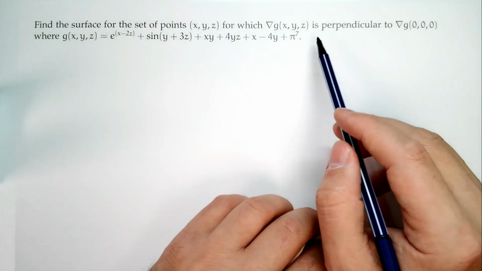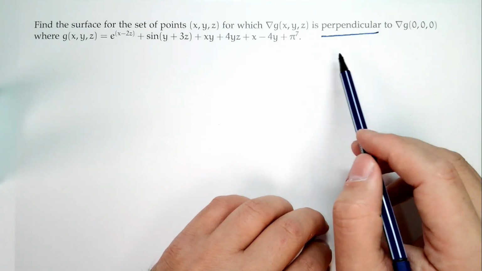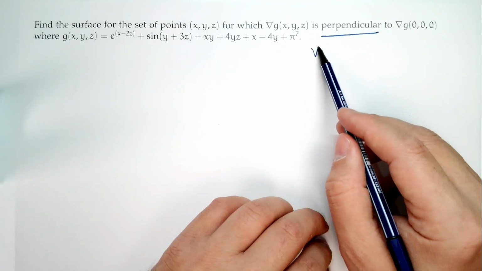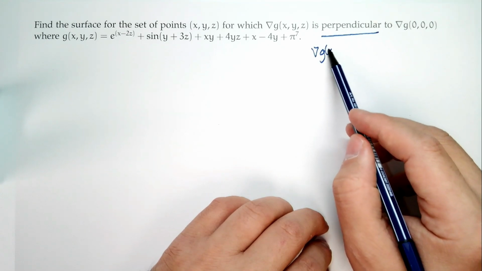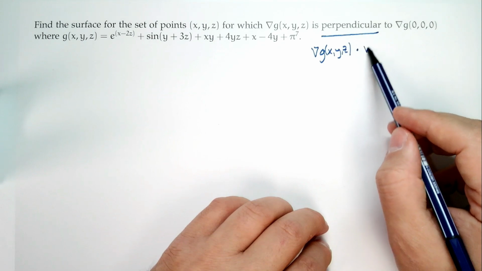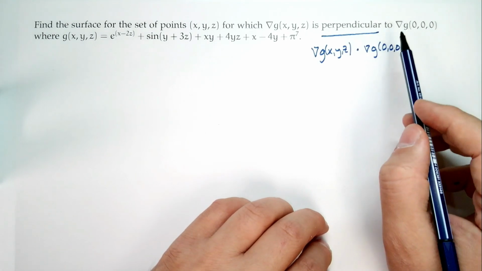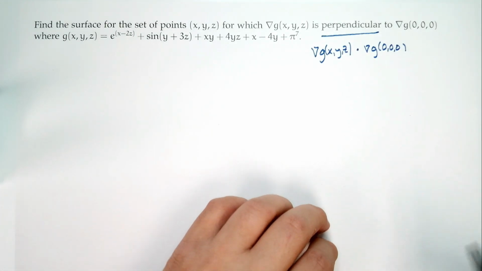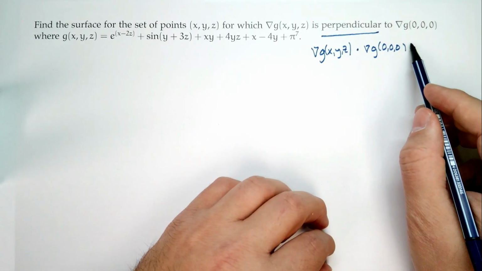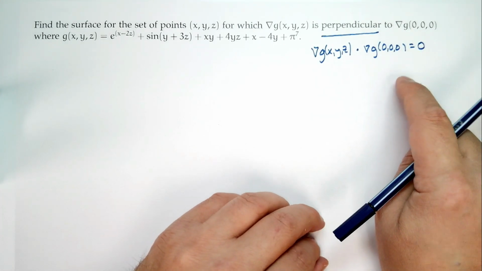Now, when you see the words "is perpendicular," that's code. So how do we know if two things are perpendicular? Well, they're perpendicular if their dot product is 0. Now you might say, wait a second, how do we know that these are vectors? Well, because we're talking about the gradient, and the gradient is a vector. So we really need to know when this is true. So what does that say?